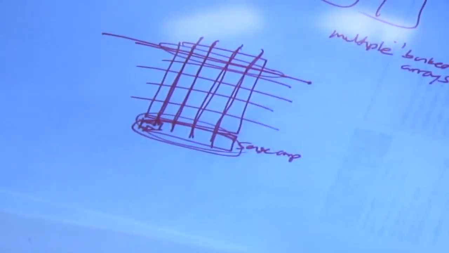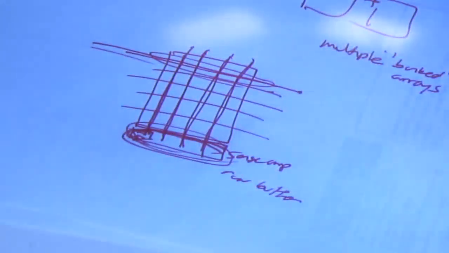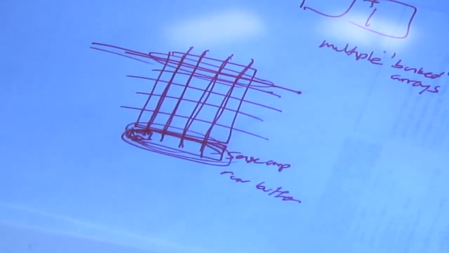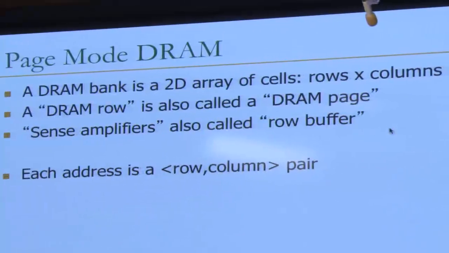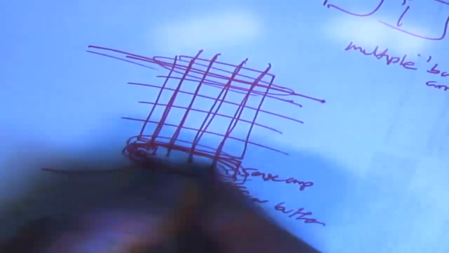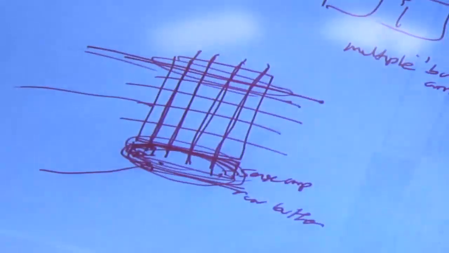So these sense amplifiers are also called the row buffer. Basically, once you activate the row, you amplify the data. And the data in that row gets captured in these cross-coupled inverters, which are the sense amplifiers. So each address is really a row and column pair. And this is called page mode DRAM because you're really latching the row, if you will, inside this row buffer, right? And access to this row inside the row buffer is much faster than an access to a row that's not inside the row buffer. And we've seen this earlier, right?